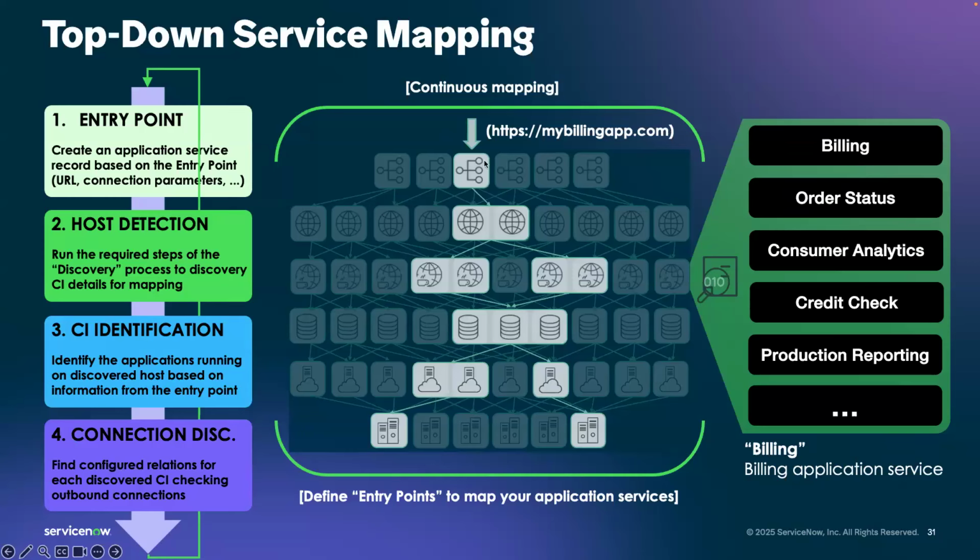So when we think about each one of these stages, we're saying entry point, host detection, CI identification, and then try to figure out what the connection is. And then we repeat that process at the web layer, the application layer, the database layer, and so forth. So that way you're really identifying which one of those CIs in the CMDB are supporting your billing, your order status, your consumer analytics, and so on, right? And building out that service mapping in an automated fashion. And it's very precise.